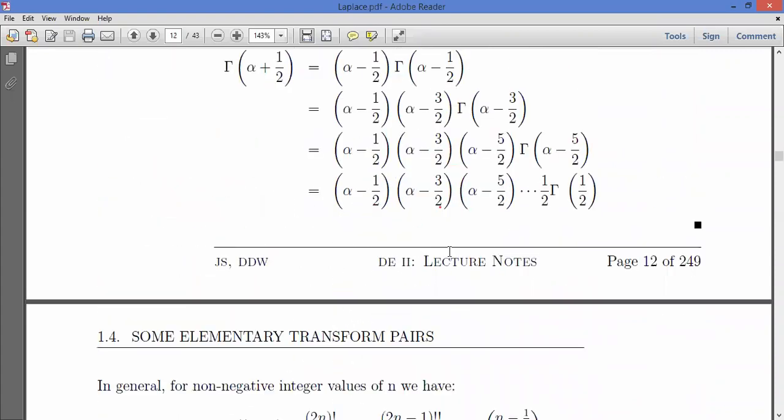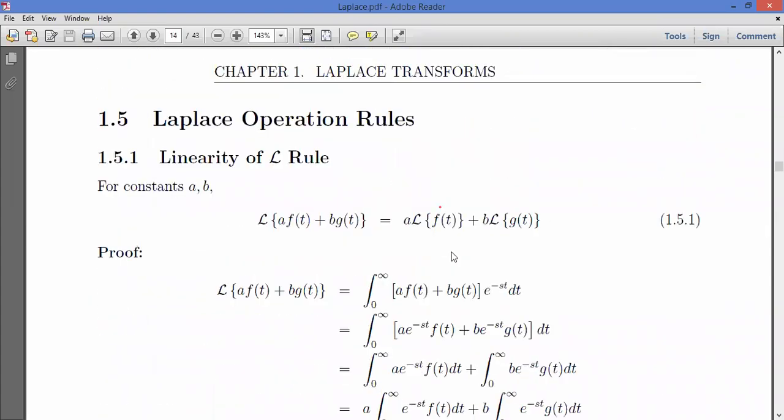Gamma, you have already done that. I'm not going to waste time with that. Then we'll go to Laplace operation rules. Okay.